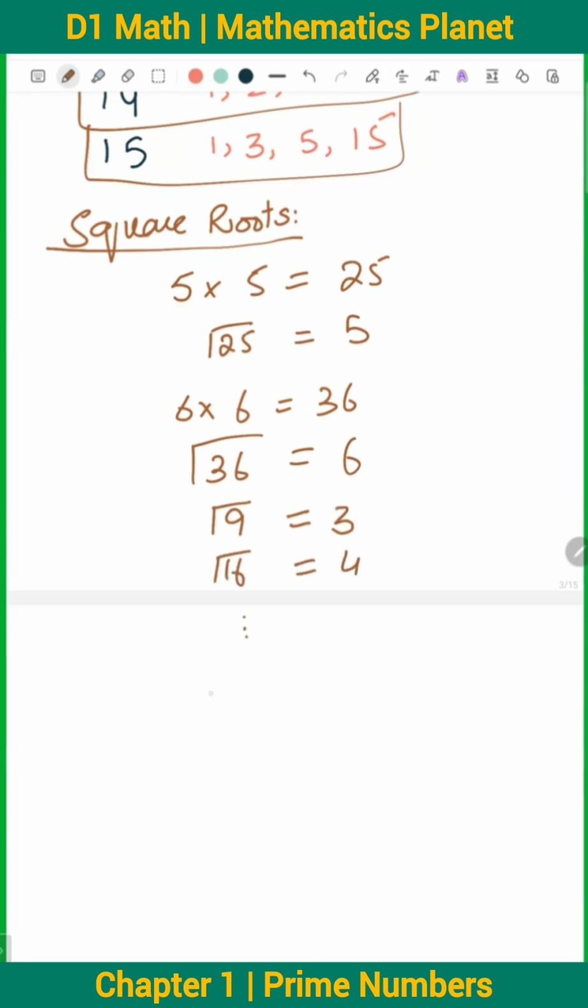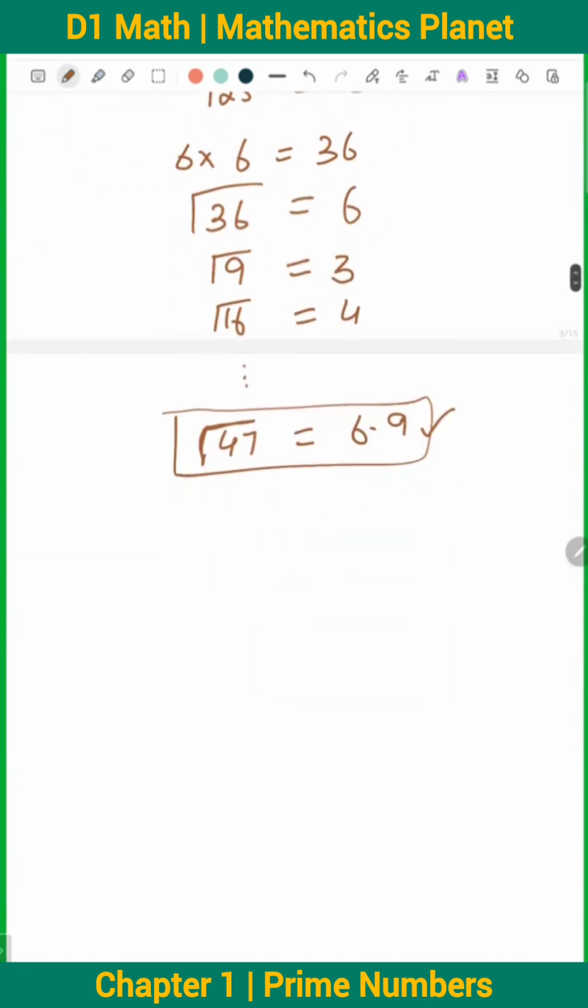But what about the square root of 47? You can use your calculator to find the answer, because 47 is not a perfect square. You will get 6.9 in decimals for 47. So students, numbers that are not perfect squares are also called prime numbers, because we cannot find the perfect square root of 47. So 47 is a prime number. So square roots also help us find out the prime numbers, because the numbers which do not have a perfect square root are also the prime numbers.